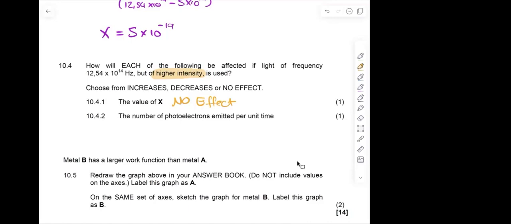Okay, now 10.4.2. How does increasing the intensity of the light affect the number of photoelectrons emitted per unit time? Now write down increase, decrease, or no effect. If you didn't answer the first time, this is your chance to make sure you are in the game. So make sure you guys put your answers down. So 10.4.2, the number of photoelectrons emitted per unit time. How will those be affected by me using light of a higher intensity?